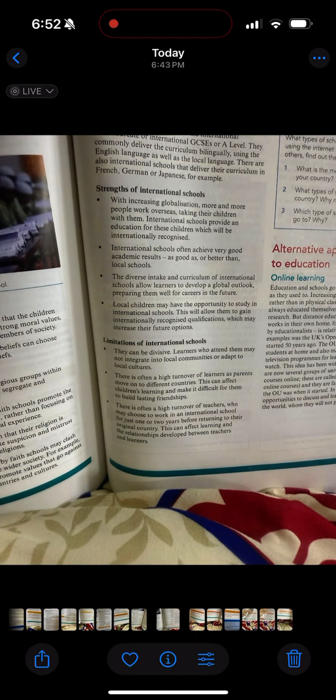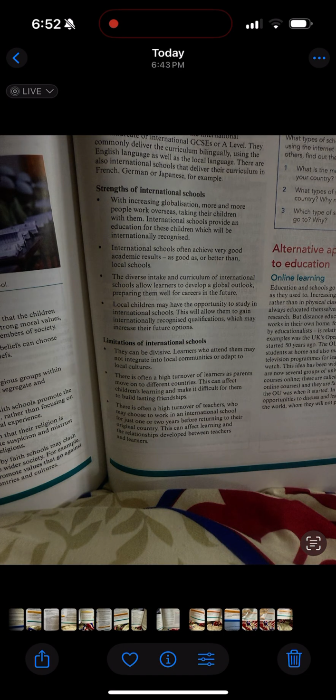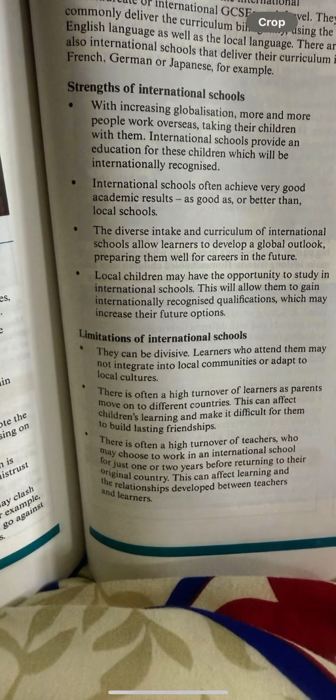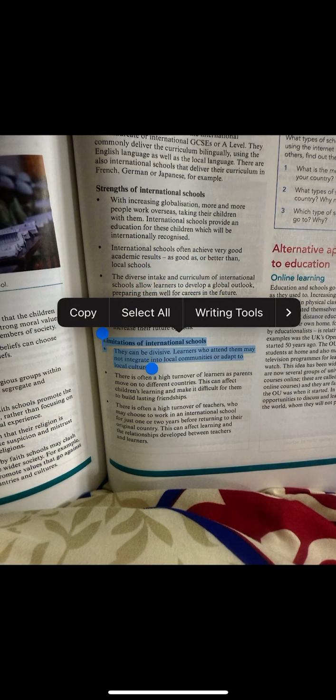Limitations of faith schools. Where there are several religious groups within a society, faith schools can segregate and divide children. Strengths of international schools. International schools often achieve very good academic results, as good as, or better than, local schools.